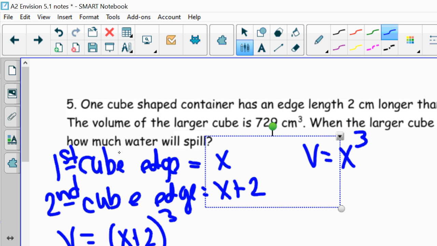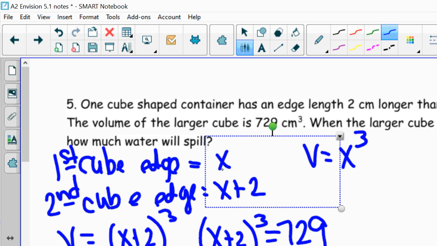But they told me that the larger cube, which was my second cube, the volume is 729. So x plus 2 quantity cubed equals 729. I want to solve that because I need to find out what the volume of the first cube, right, with just the x is equal to. So I need to find out what my x is. So in order to get x plus 2 quantity cubed alone, I need to cube root both sides. So then I get x plus 2 equals the cube root of 729. Well, the cube root of 729 is 9.